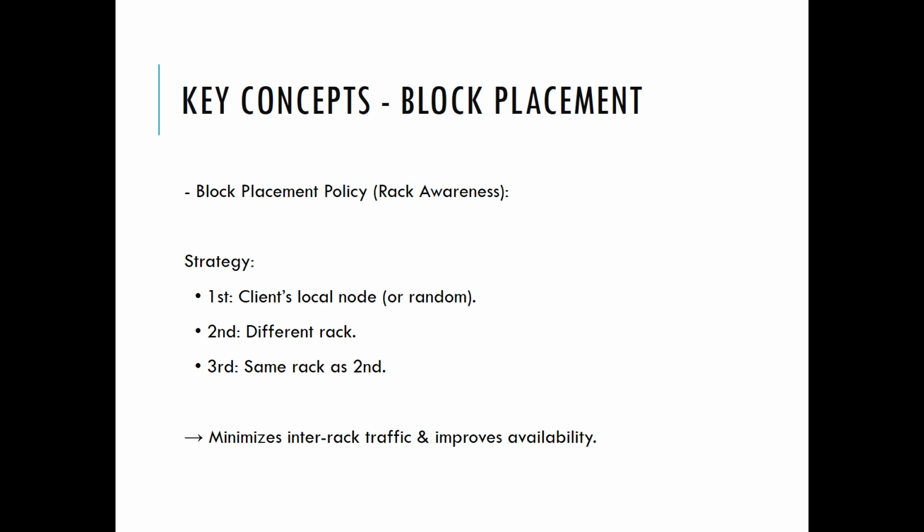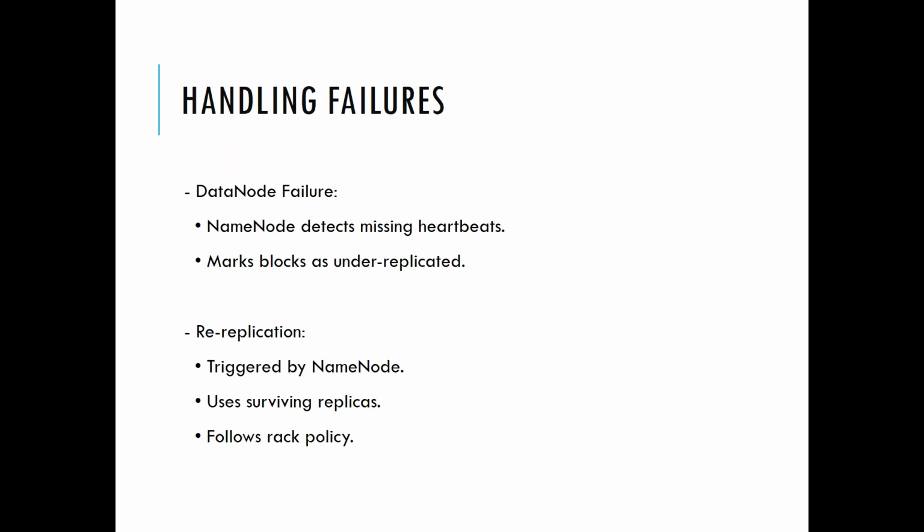3. The third replica is placed on a different node in the same rack as the second replica. This minimizes inter-rack traffic because reads often come from the same rack, and it also provides a good balance between fault tolerance and network efficiency. By placing replicas across racks, HDFS minimizes the risk of data loss due to rack failures and reduces cross-rack bandwidth consumption, which is typically more constrained than intra-rack bandwidth.